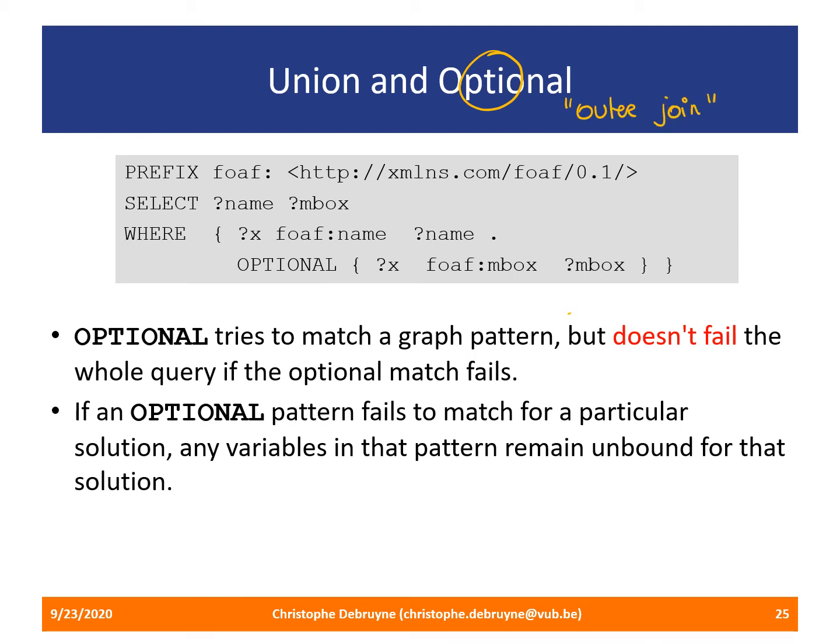And you will see why. What does optional do? Optional tries to match the graph pattern, but doesn't fail if it cannot find values that match that pattern. And if it doesn't fail, and it cannot find something, well, the variables are just not bound.